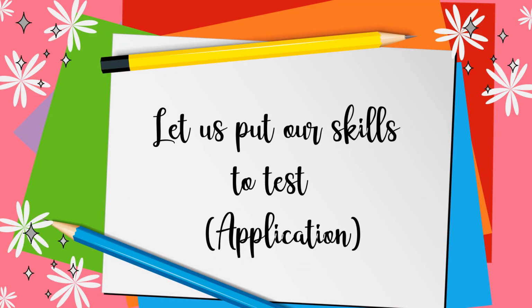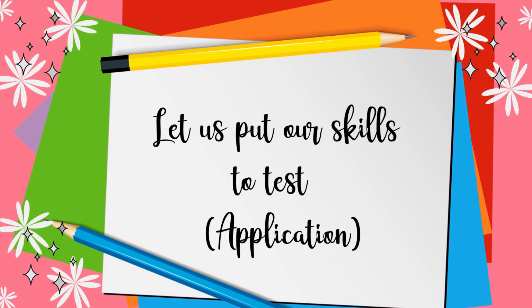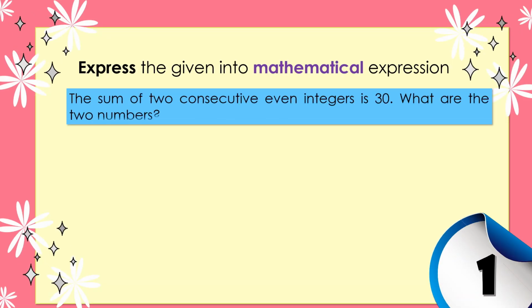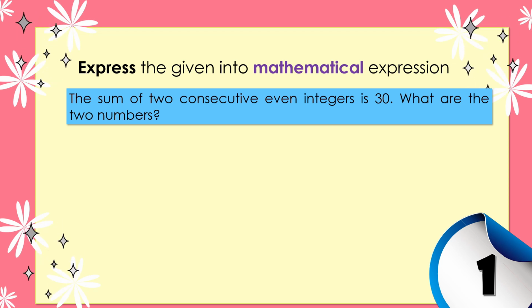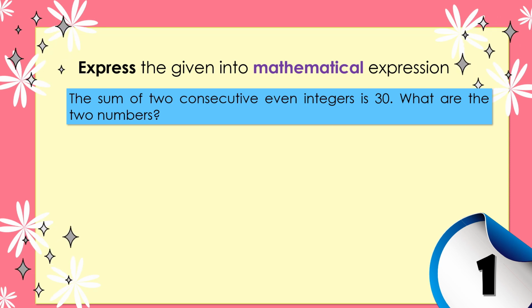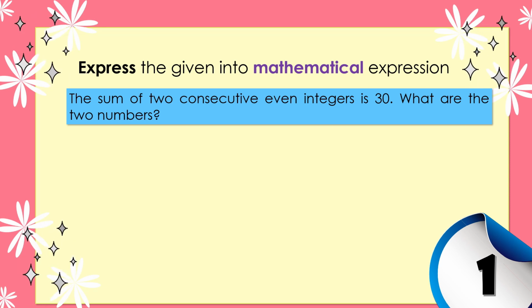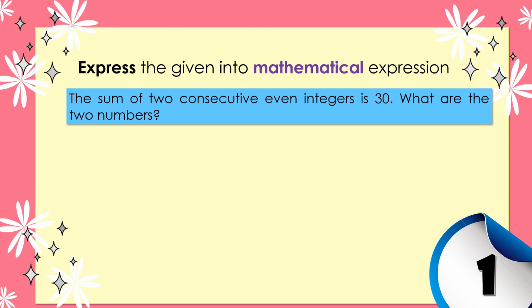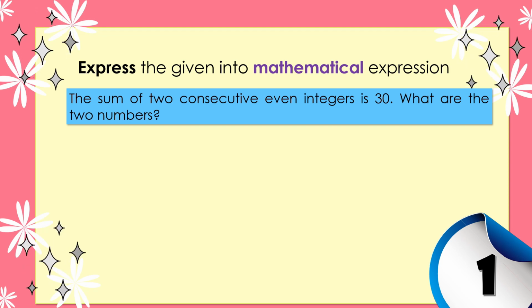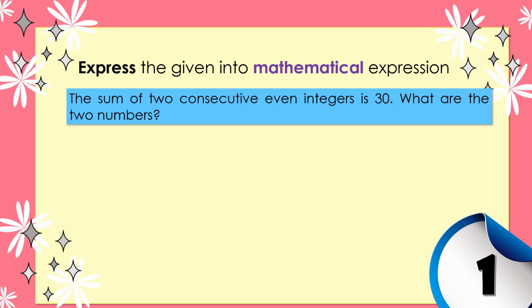Let us put our skills to test. Problem number 1. Express the given into mathematical expression. The sum of two consecutive even integers is 30. What are the two numbers? So, ang gagawin nyo lang dito is i-express lang natin yung given into mathematical expression. So, ang given natin, the sum of two consecutive even integers. So, gawa tayo ng that statement.